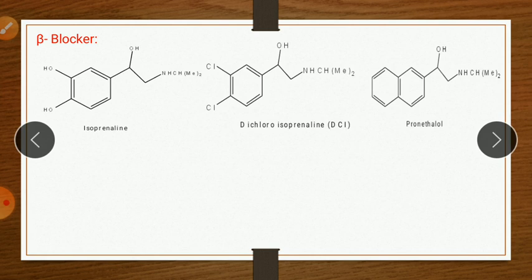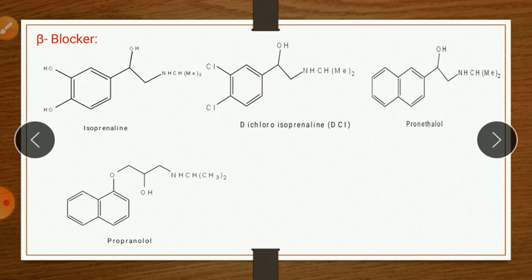Shortly thereafter, it was discovered that an oxymethyl bridge, that is the OCH2 group, could be inserted into the aryl ethanolamine structure of pronethylol, and the side chain was shifted from carbon 2 to carbon 1, giving propranolol, which is an aryl oxypropanolamine, the first clinically useful beta blocker.